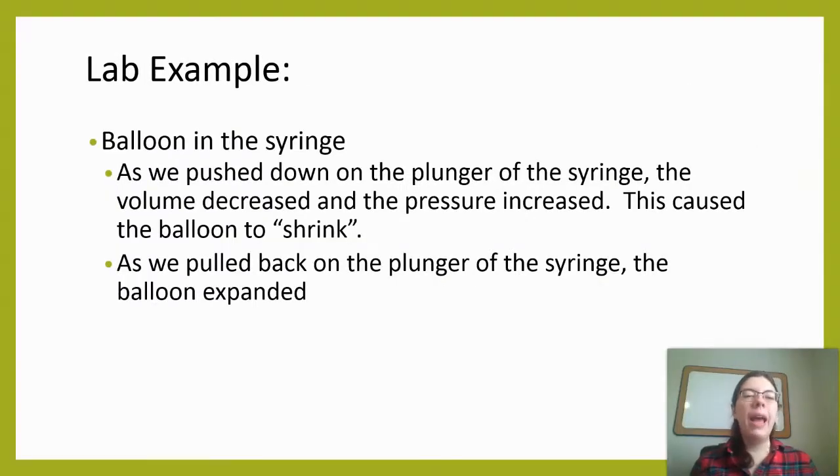So for a lab example, we have the balloon that was in the syringe. As we push down on the plunger of the syringe, the volume inside that area decreased, therefore the pressure increased. And this caused the balloon to shrink, so that it was taking up less space because it had more pressure pushing down on it. Now, the reverse happened when we pulled back on the plunger. We were increasing the volume, which therefore decreases the pressure inside of that syringe. And that allowed the balloon to expand larger because it wasn't having as much pushing onto it to keep it in that small shape.